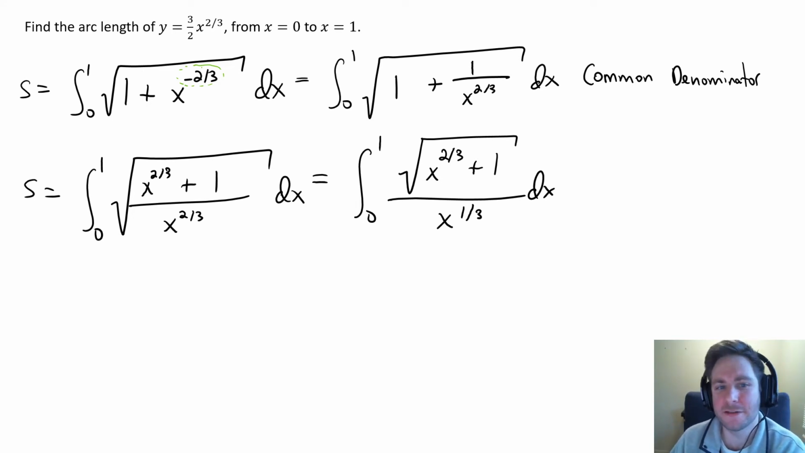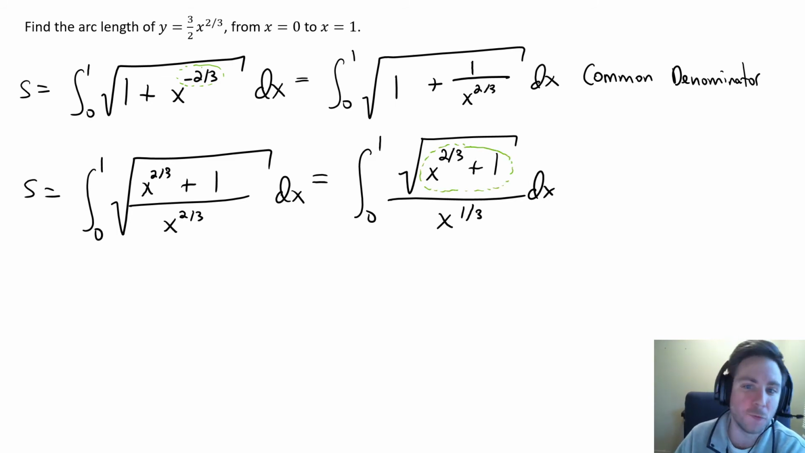Well, it's because the x to the 1/3 resembles the derivative of what's inside the square root, right? If you take the derivative of what's inside the square root, it would be x to the -1/3, which resembles what we see in the denominator. And that strongly motivates the use of a u substitution. Let's give it a try.